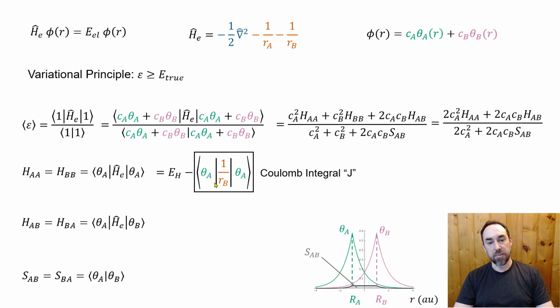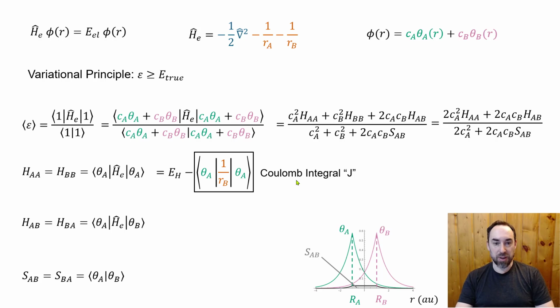What is left is the interaction of the electron density centered on atom A with the nucleus of atom B. And so that is what this Coulomb integral J is. It's the interaction energy of the electron density centered on atom A with the nucleus of atom B. And the flip side of the coin is going to be exactly the same in number: the interaction energy of the electron density centered on atom B with nucleus A. That is the Coulomb integral.